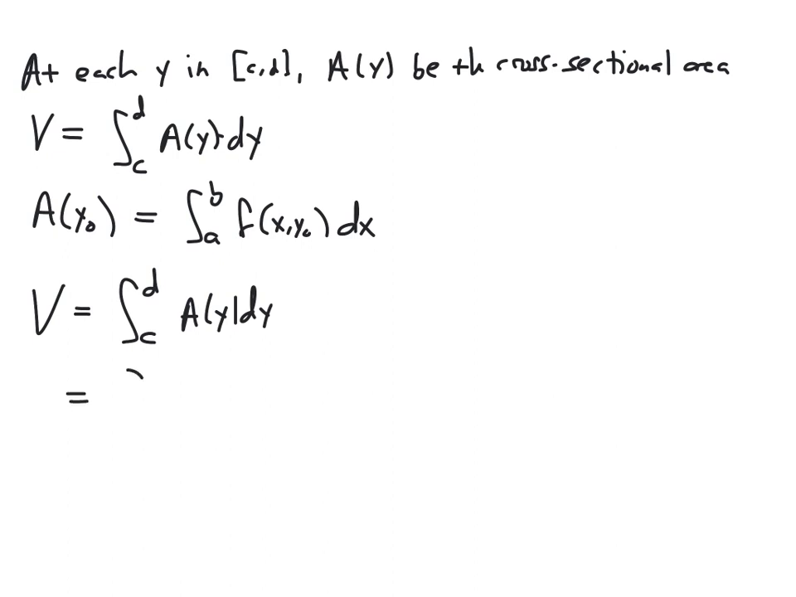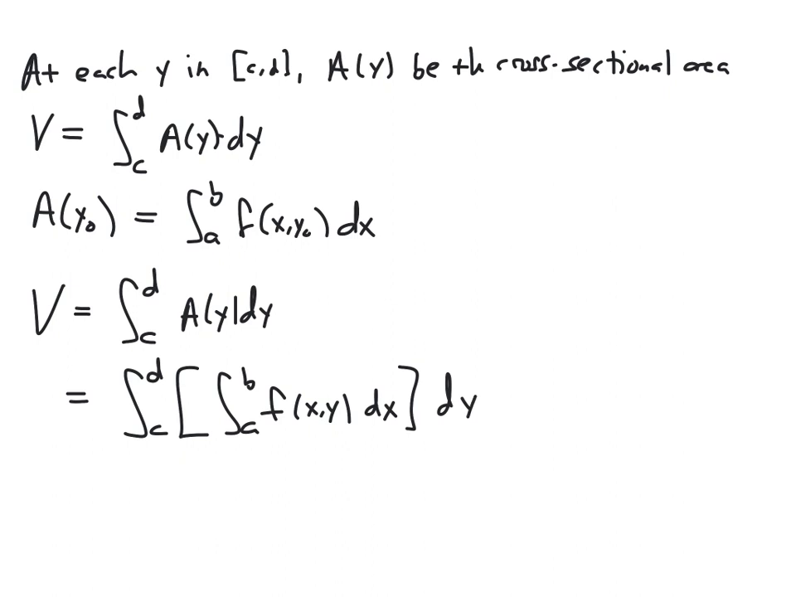So this in turn, we can replace A of y with what we just found that it was equal to. It's equal to the integral from a to b of f of x comma y dx, all of that dy. And so if we just get rid of the grouping symbols here, we have the integral c to d, the integral a to b of this function f of x y dx dy.